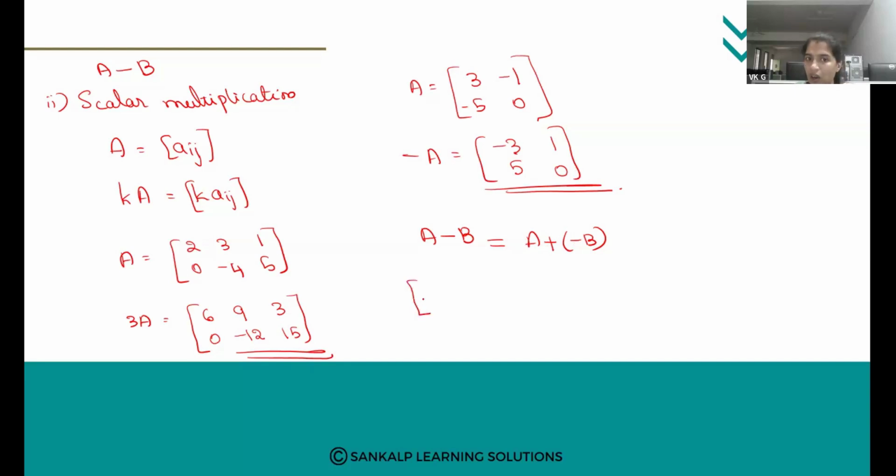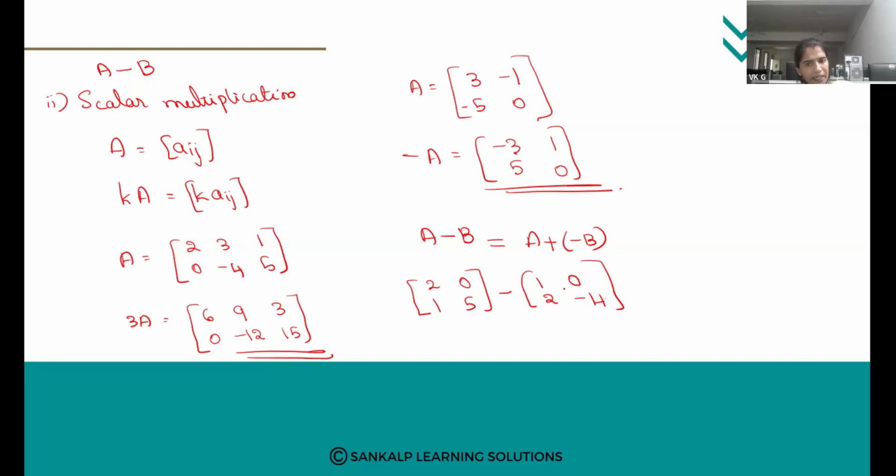Again, the order should be the same, then only you can add or subtract. 3 2 0 1 5 minus 1 0 2 minus 4. I am going to subtract.